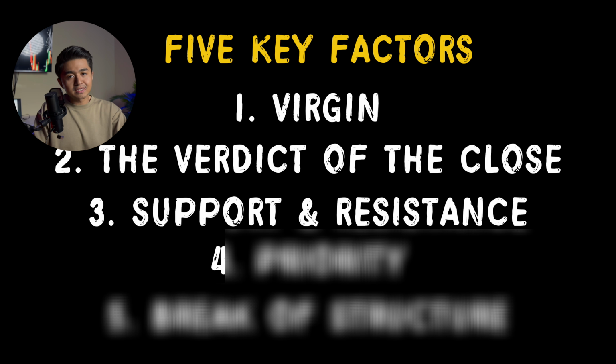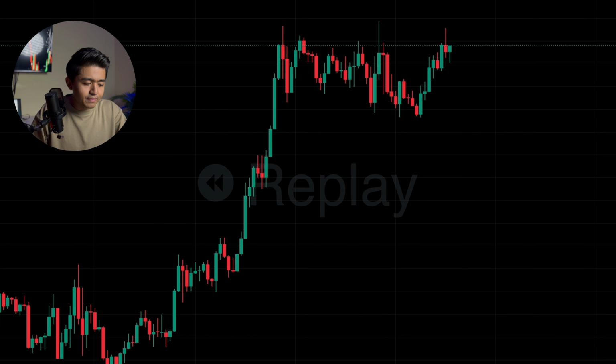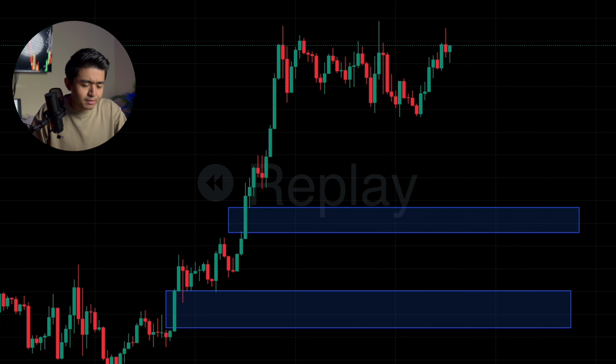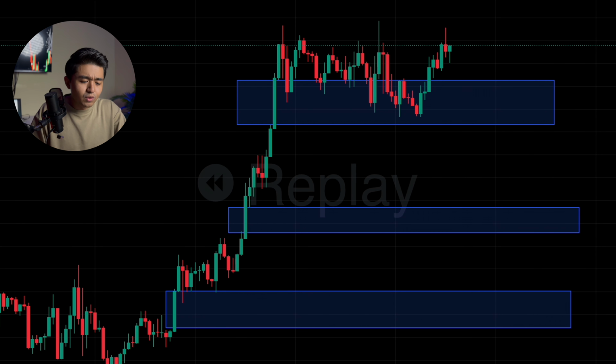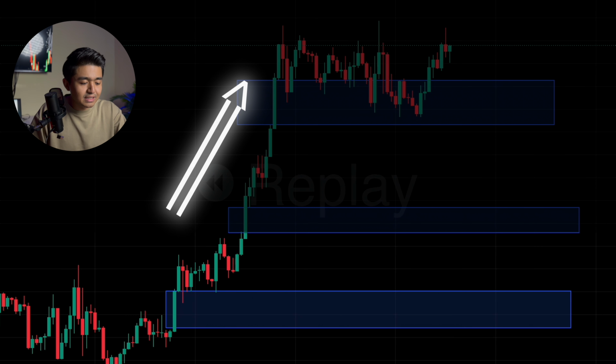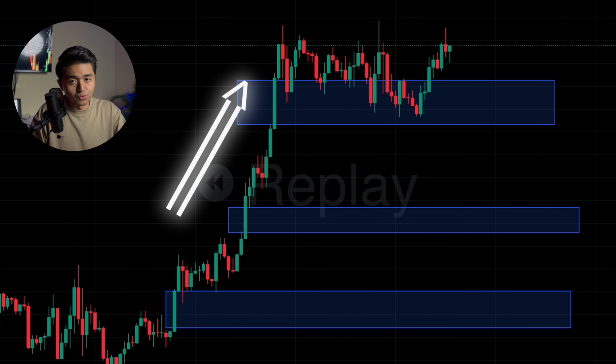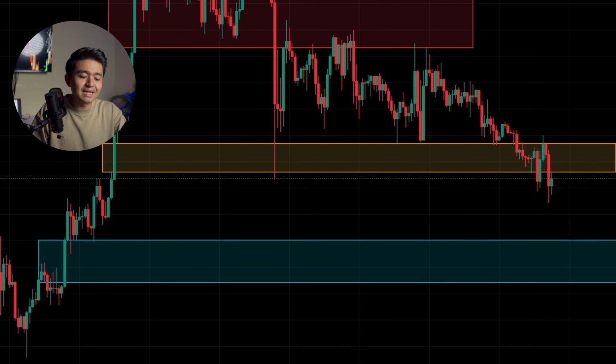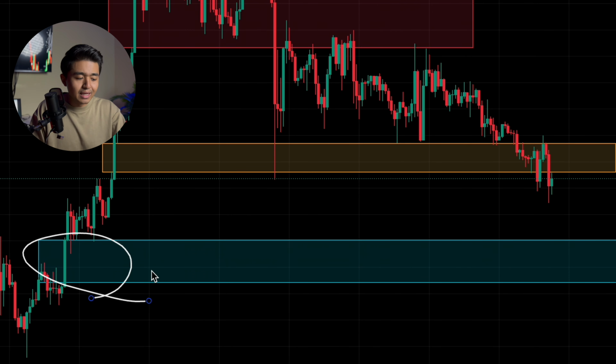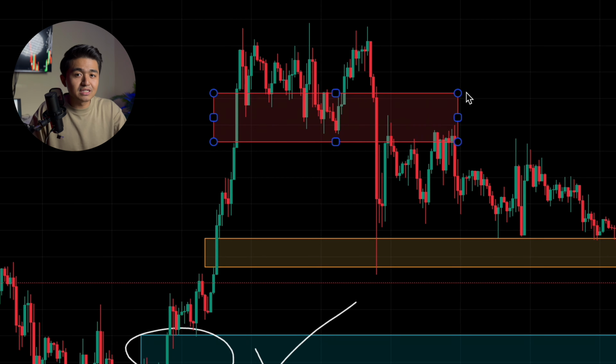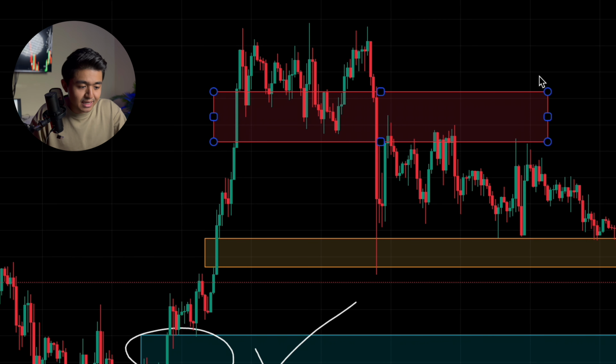Now moving on to factor number 4, priority. Not all fair value gaps carry the same weight. If you see multiple zones on your screen, you need to know which one the market actually cares about. In a bullish trend, you will often see several fair value gaps stacked up. Here's the rule. The lowest fair value gap always has the highest priority. It's the strongest level on the chart. The higher fair value gaps are often just bumps. They are the weakest. In a perfect scenario, you want to wait for price to return to the deepest discount possible before you judge the entry.